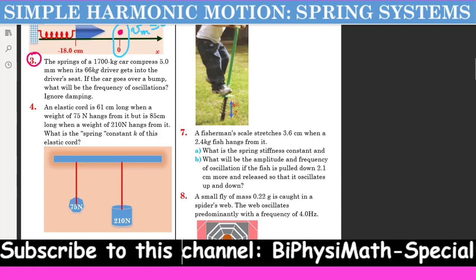Here we are given the mass of the car, the mass of the driver, and the displacement. Now we have to find the frequency of oscillations.